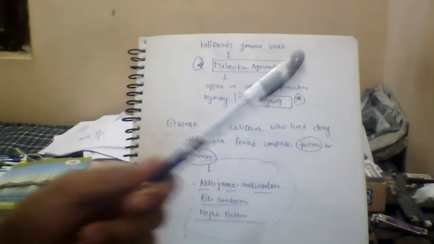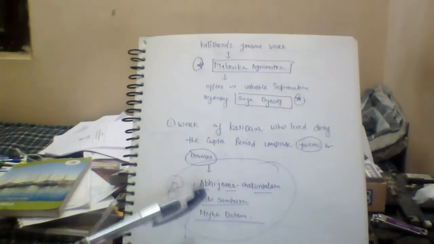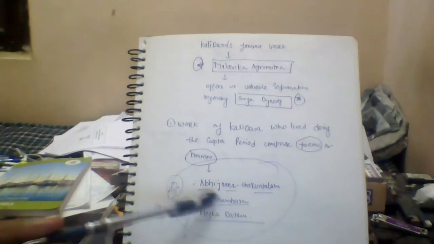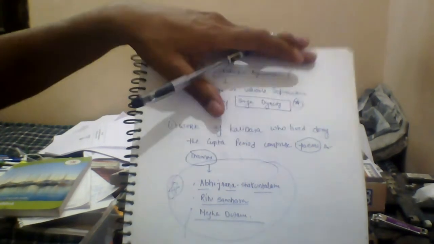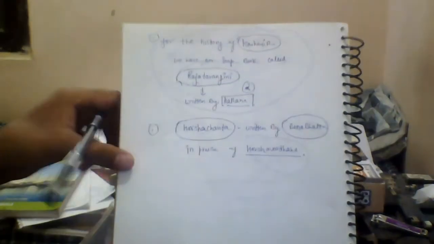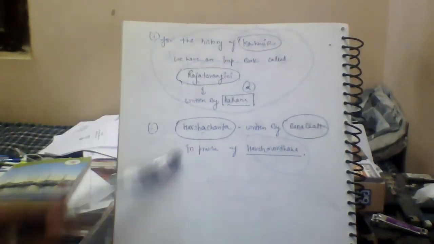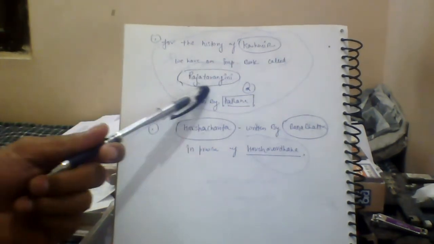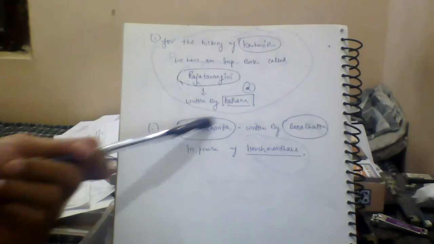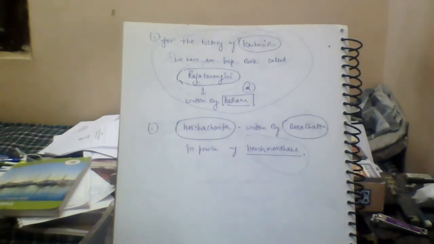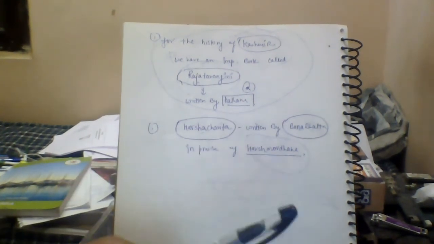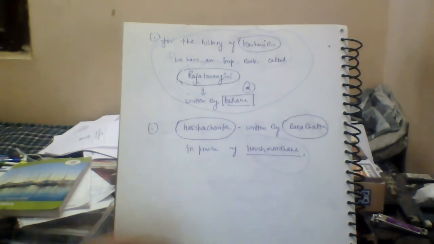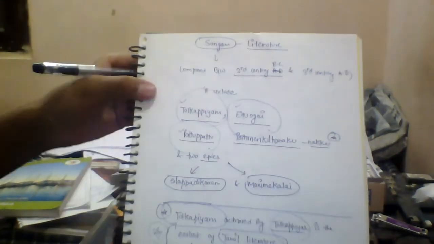The works of Kalidasa, who lived during the Gupta period, comprise Abhijnanashakuntalam, Ritusamhara and Meghadutam. These are direct questions asked in UPSC, so you should know this. Then, for the history of Kashmir, we have the important book called Rajatarangini, written by Kalhana. This is also very important. Then Harshacharita, written by Banabhatta, who was Harsha's biographer, also tells us about ancient history.